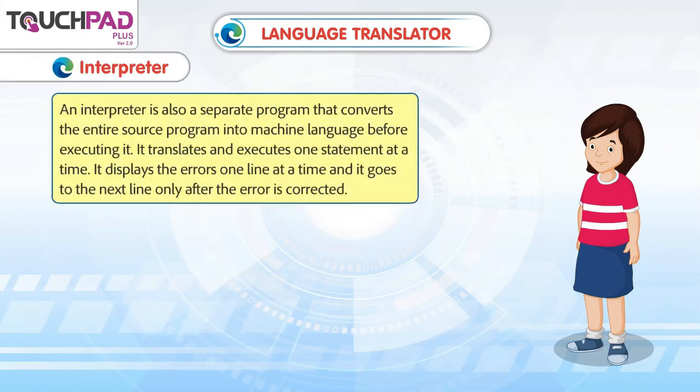Interpreter. An interpreter is also a separate program that converts the source program into machine language. It translates and executes one statement at a time. It displays the errors one line at a time and goes to the next line only after the error is corrected.